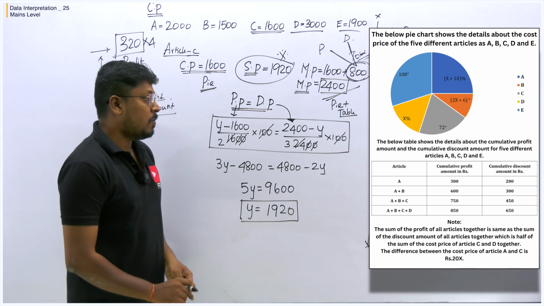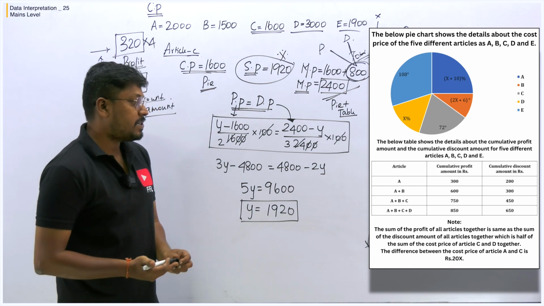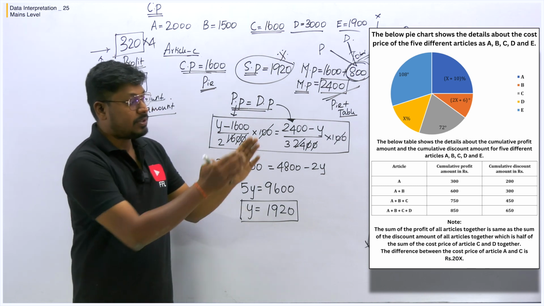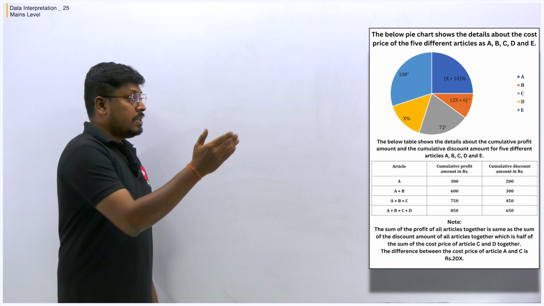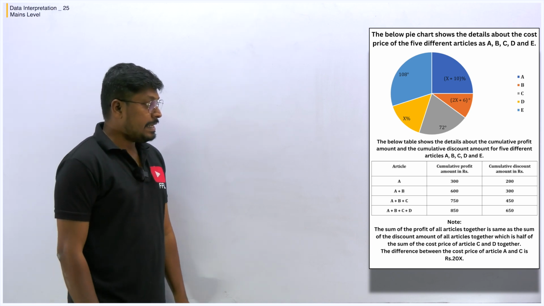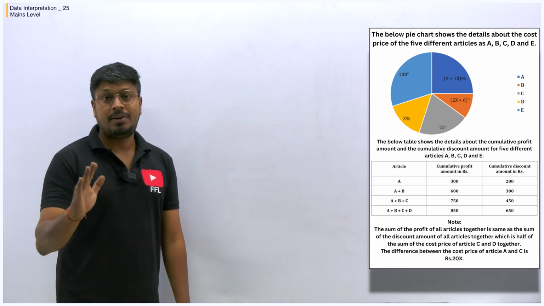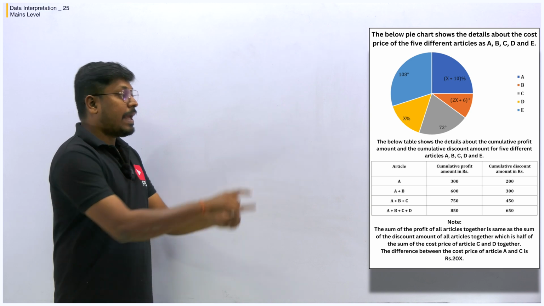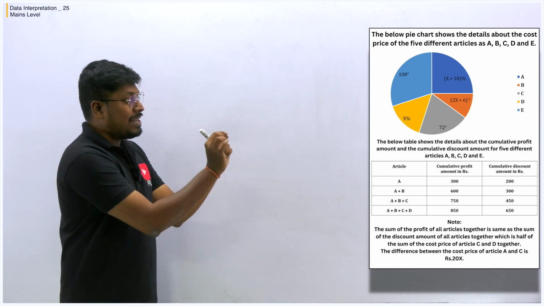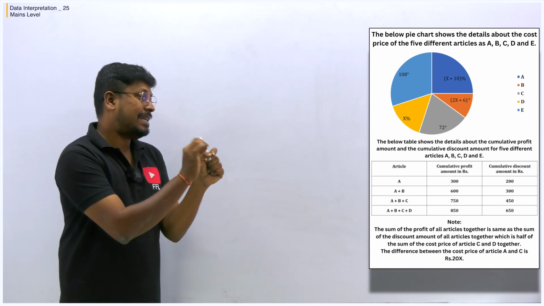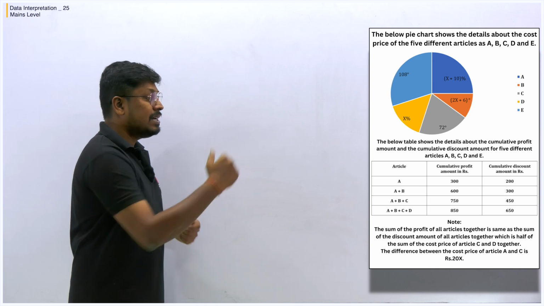So friends, now let me move on to the 25th data interpretation for the mains level. This is also based on profit and loss. So now let me move on to this DA that is based on the profit and loss concept. Here they have given a pie chart. In the pie chart, some values are given in terms of degrees and some in terms of percentages.